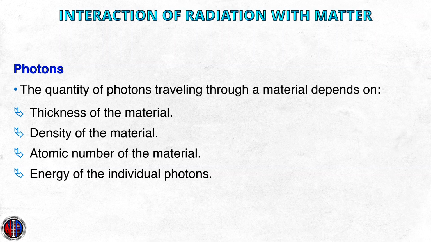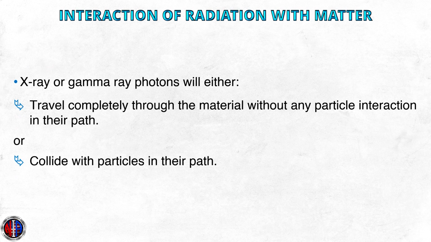Interaction of radiation with matter. Photons. The quantity of photons traveling through a material depends on the thickness, density, and atomic number of the material, as well as the energy of the individual photons. X-ray or gamma ray photons will do one of two things when they travel through matter. They either travel completely through the material without any particle interaction in their path, or they collide with particles in their path, whereby their energy is either absorbed or scattered, which is known as attenuation.